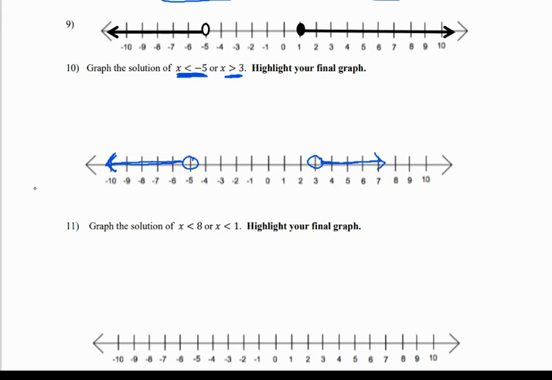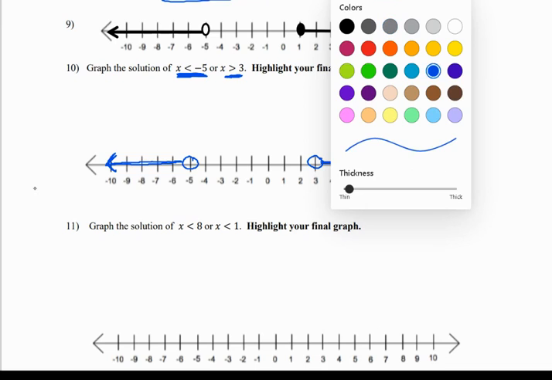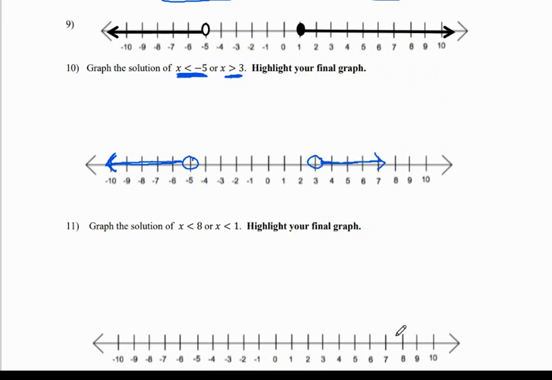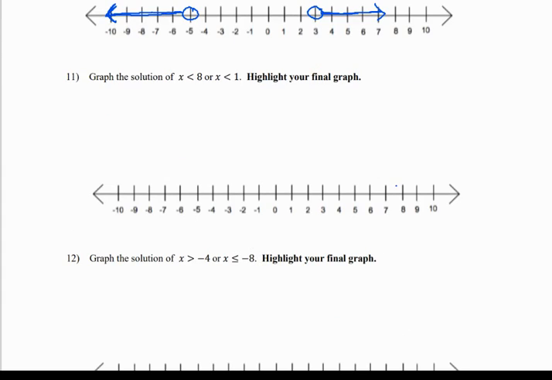Alrighty, let's look at number 11. So number 11 says, graph the solution. X is less than 8. So let's take a look. Less than 8 would be over here and going to the left. And then we have less than 1, another open circle and going to the left.